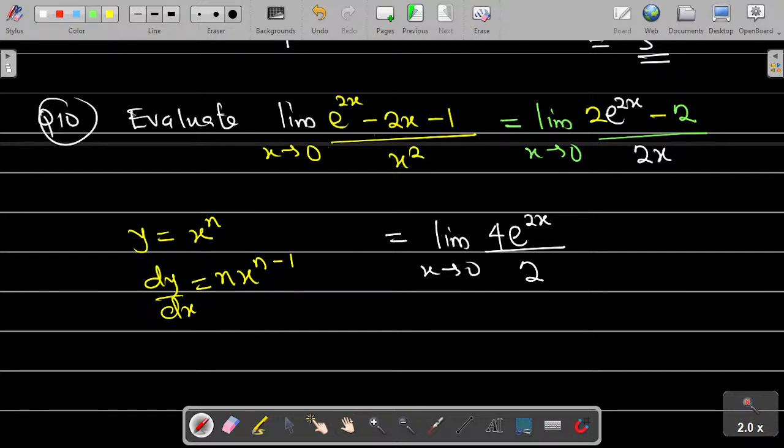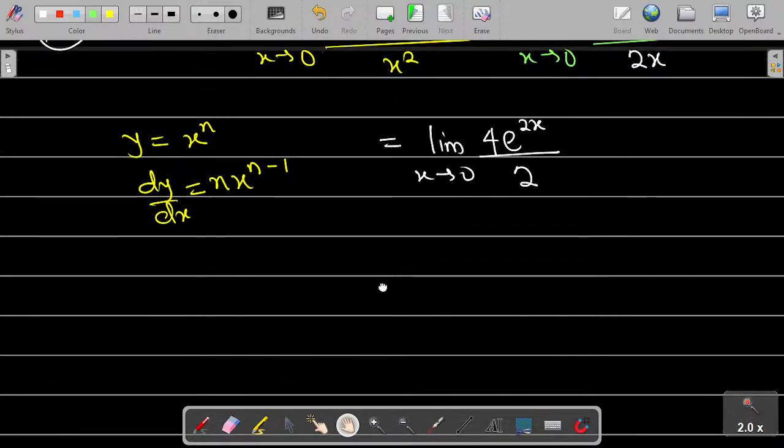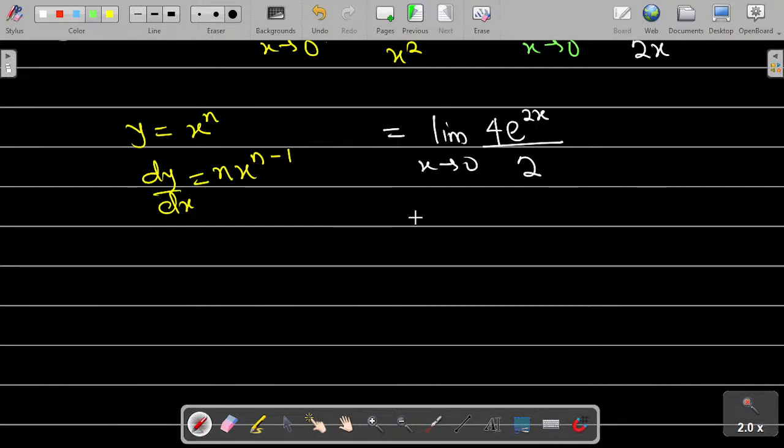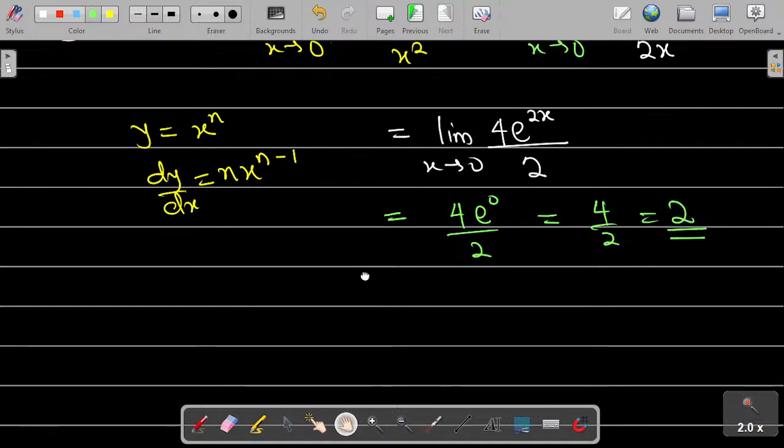And so we can now do our direct substitution, and that is going to give us 4e, of course the whole of this will turn to 0, all over 2, and e to the power of 0 is 1 times 4 is 4 over 2. Your final answer is equal to 2. I believe this is beautiful, and I trust that you are grabbing it.